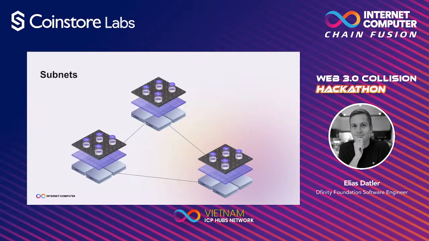And of course, those subnets can talk to each other. So one canister on one subnet can easily interact with another canister that lives on a different subnet. And again, to the programmer, this is abstracted and you don't have to worry about routing. You can just call a canister with its ID, and the protocol takes care of routing the call to the correct subnet and to the correct canister.